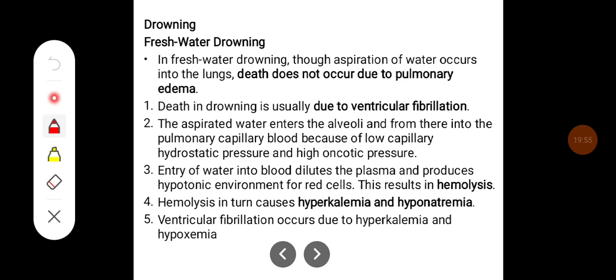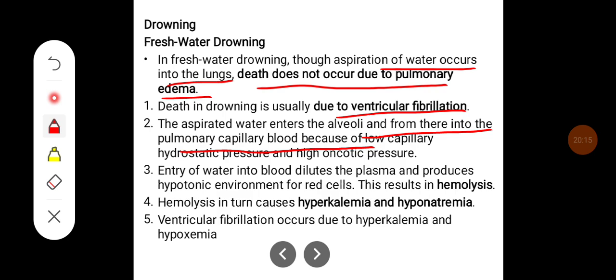In drowning, freshwater drowning, though the aspiration of water occurs into the lungs, death does not occur due to the pulmonary edema. That death in the drowning is usually due to the ventricular fibrillation. The aspirated water enters the alveoli and from there into the pulmonary capillary blood because of the flow of lower capillary hydrostatic pressure and high oncotic pressure.